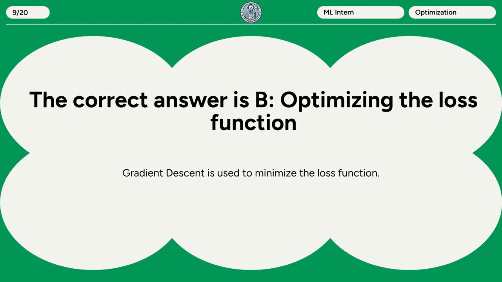The correct answer is B. Optimizing the loss function. Gradient descent is used to minimize the loss function.